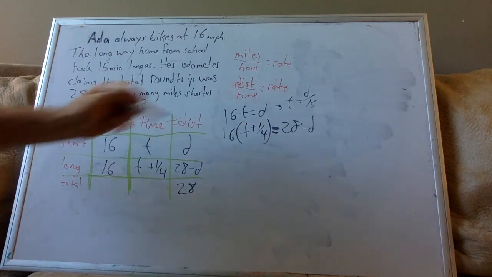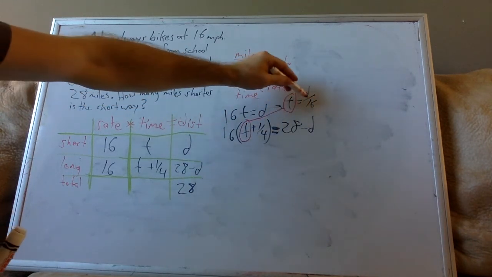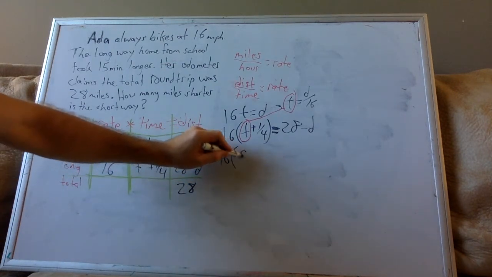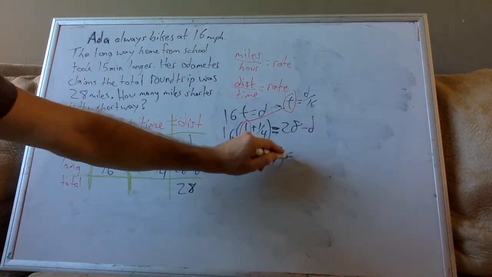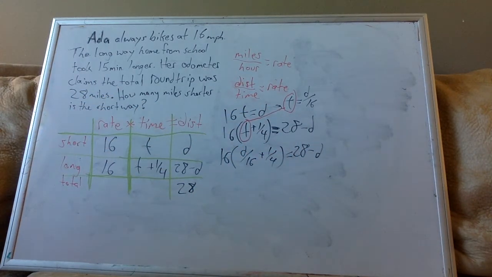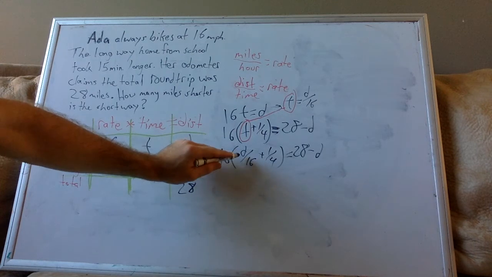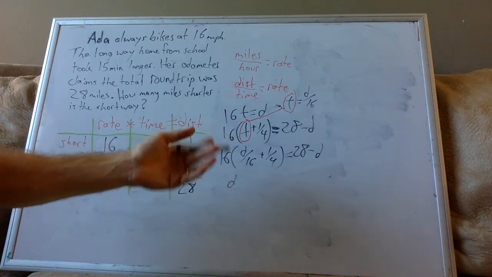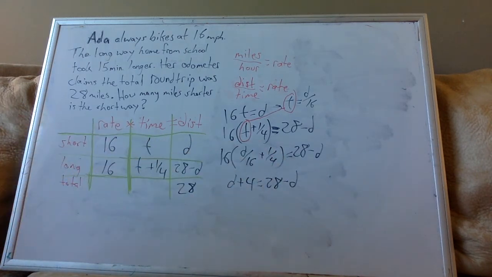So now I can take my t from this equation and substitute it in for something equivalent, d over 16. So now I have 16 times (d over 16 plus 1/4) equals 28 minus d. So now I have everything in terms of d. I'm going to simplify this. I'm going to distribute my 16. So 16 sixteenths is 1, 1 times d gives me d. 16 times 1/4 gives me 4, 16 fourths, which is 4. And then I have 28 minus d.